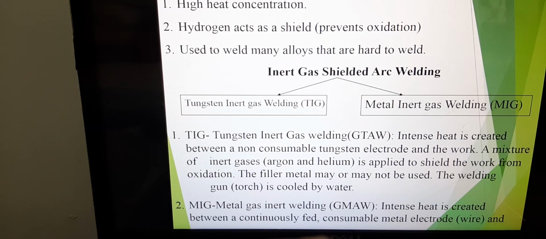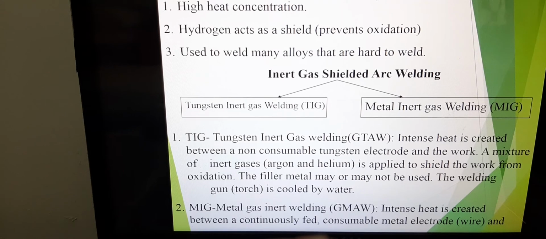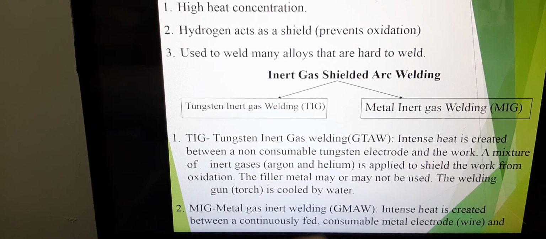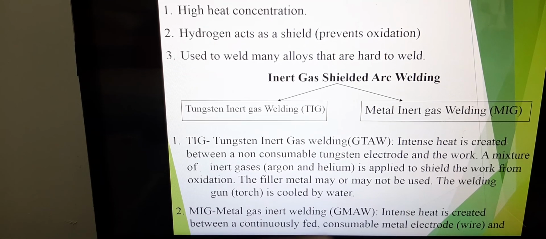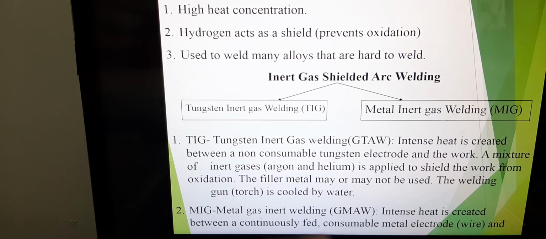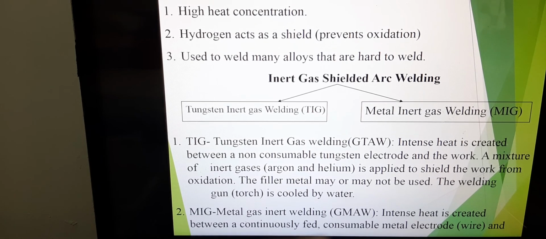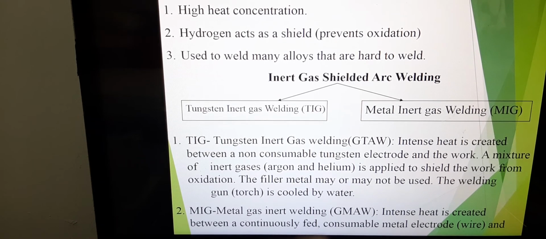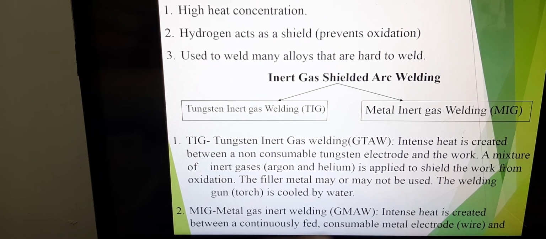Anybody, what is an inert gas? An inert gas is a non-reactive gas, a very stable gas. So it will not react with any substances. Therefore, it is very safe to be used as a protective mechanism. In tungsten inert gas welding, you're going to use tungsten as an electrode. In metal inert gas welding, you're going to use metal as an electrode. And when I say consumable, it's like the one you did in the lab. Your electrode gets consumed, eaten up, and deposited into the weld area.